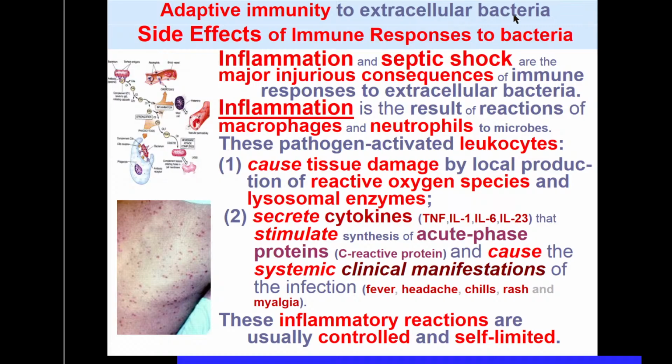Development of this adaptive immunity to extracellular bacteria may cause negative reactions. The inflammatory process activated by the immune response to extracellular bacteria may cause damage to human cells, and if inflammation is systemic and pro-inflammatory cytokines produced by macrophages and dendritic cells, interleukin 1, 6, and interleukin 13, are prevalent in the bloodstream, septic shock may develop.